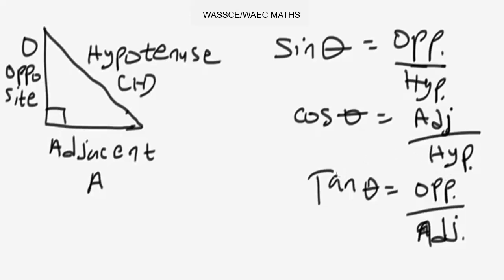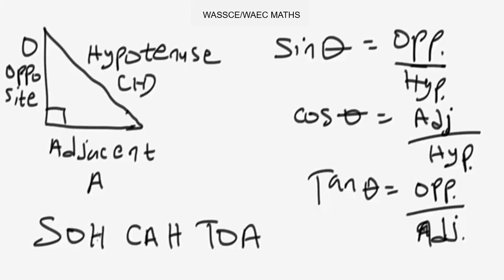Basically, you don't need to memorize these formulas. All you have to do is know this acronym. We call the acronym SOHCAHTOA, where SOH is the sine aspect of the triangle, which is opposite over hypotenuse. This O is opposite, this H is hypotenuse. Then we have CAH, the cos aspect of the triangle, which is adjacent over hypotenuse. The A is the adjacent, and the H is the hypotenuse. And we have TOA, which is the tan aspect of the triangle. The O is the opposite, and the A is the adjacent.